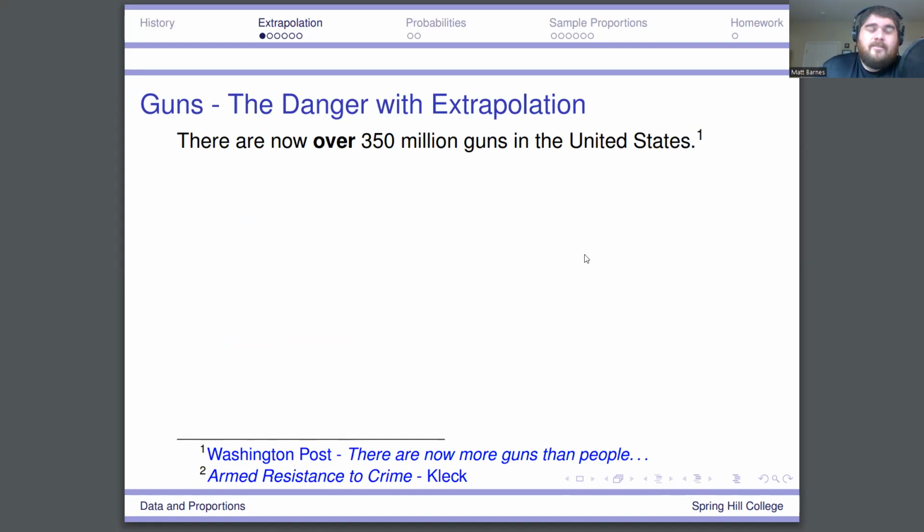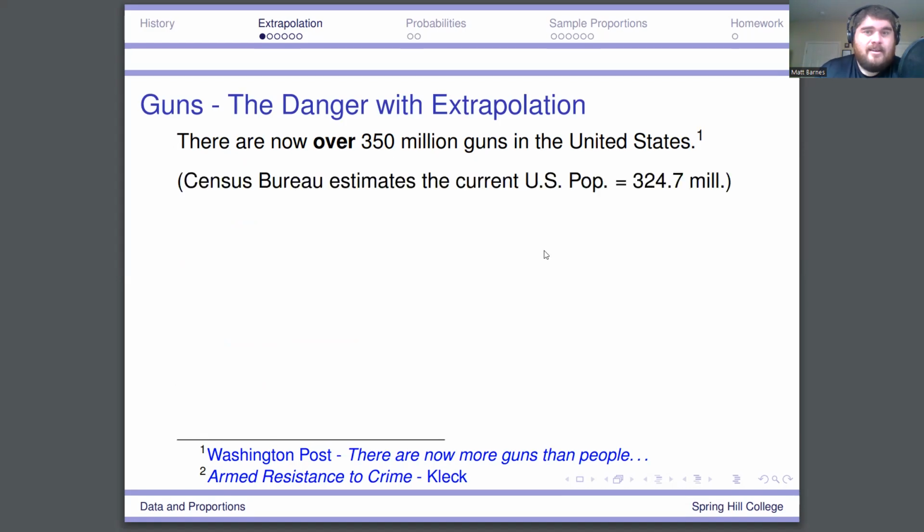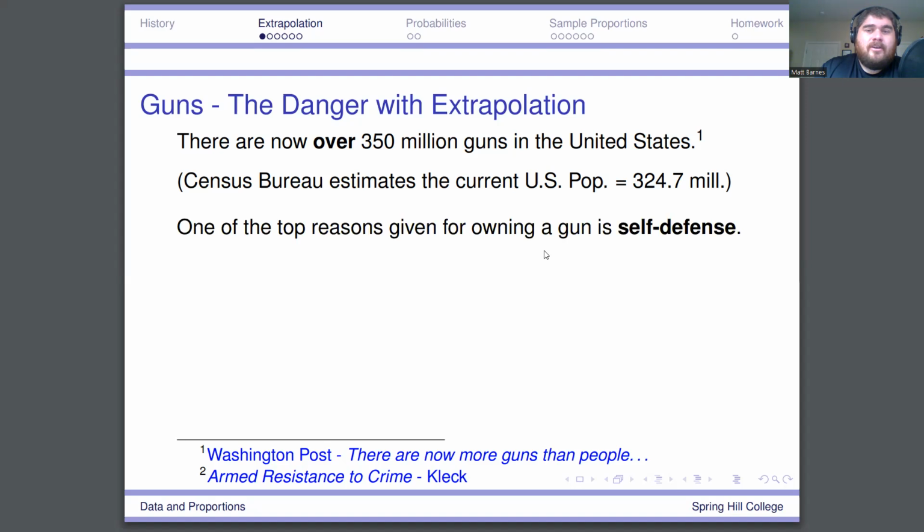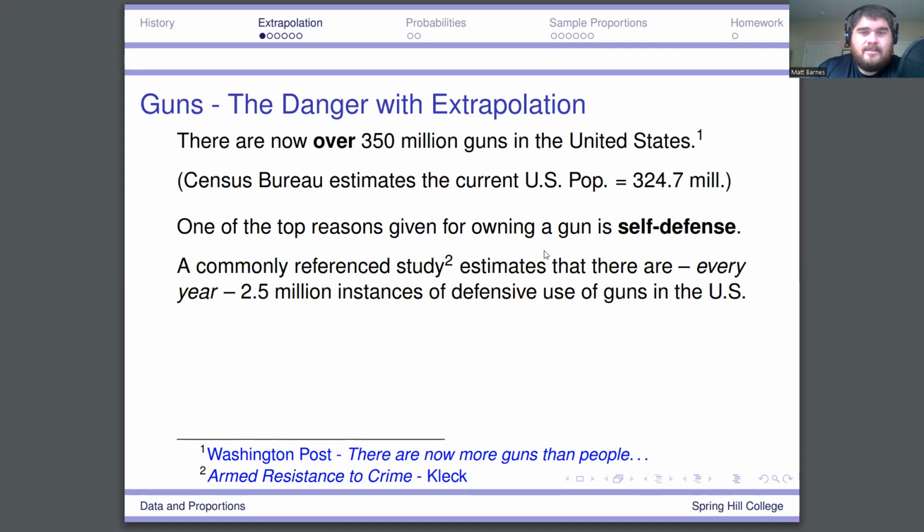This is a few years old, but when these slides were made, probably 4 or 5 years ago, something around that ballpark, these were the numbers that we were able to find. There are 350 million guns in the United States at least. And at that time, the census estimated the current population to be under that, at 324.7 million. So there are more guns in the US than people, at least there were at this time. And one of the top reasons people give for owning guns is self-defense.